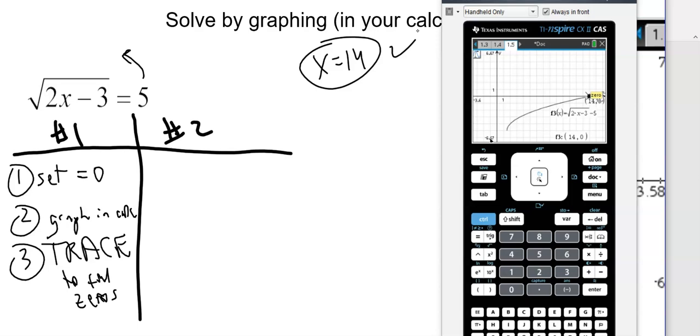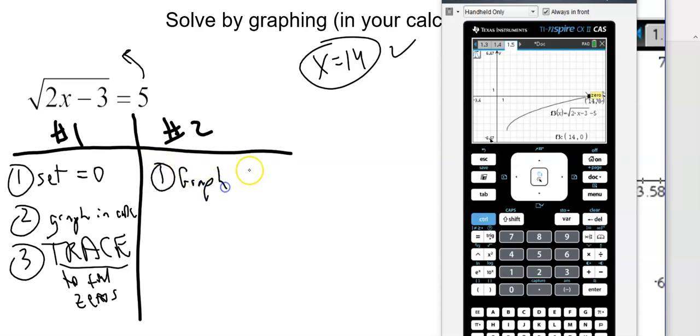The second method, if you choose to use it, and you don't have to, a lot of people like the first method. I think that's the favorite. Just using trace. It's pretty easy. Got to set it equal to 0. That's the start. The second method, you're going to graph each.